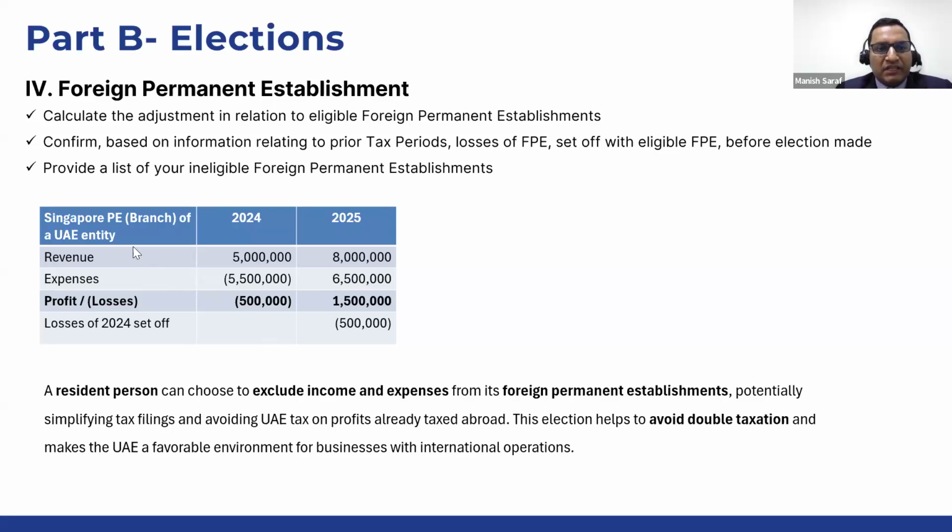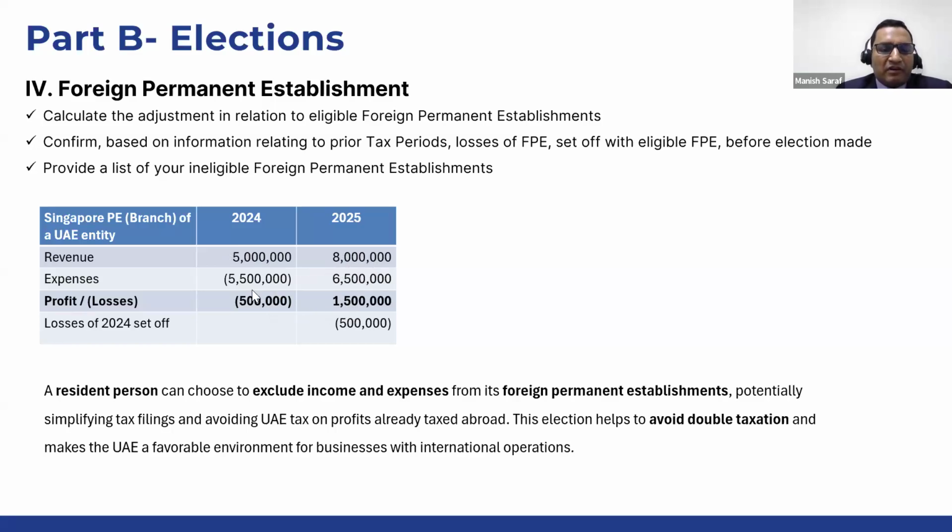Say for example, a Singapore branch has a revenue of 5 million and expenditure of 5.5 million, so there is a loss in 2024 of 500,000. This loss of 500,000 will not be set off with the UAE income because it has opted for excluding the foreign permanent establishment income or expenditure. Now, if in 2025, that same Singapore entity makes 8 million with 6.5 million as expenditure, 1.5 million is a gain.